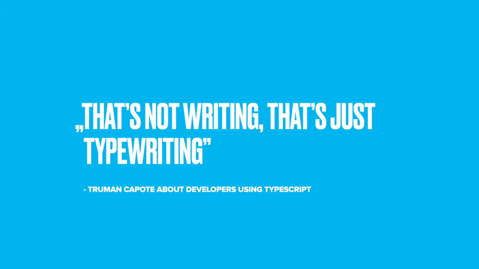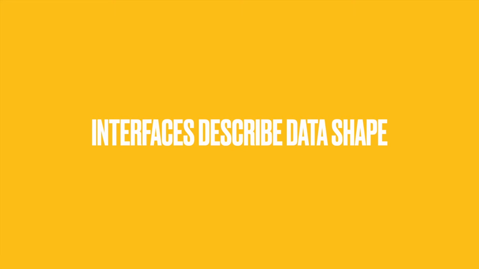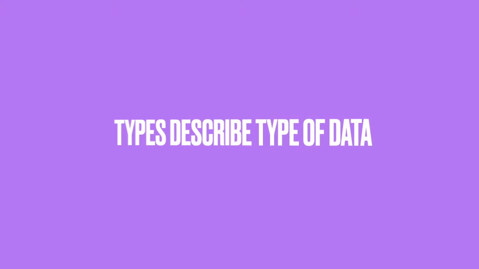Okay, so first of all, let's ask ourselves two questions. What is an interface and what is a type in TypeScript? I'll try to answer them in the simplest way. Interfaces describe data shape, so they declare what is inside of given object. Types, on the other hand, describe type of data, so they tell if the value is primitive, if it's an intersection, union, etc.